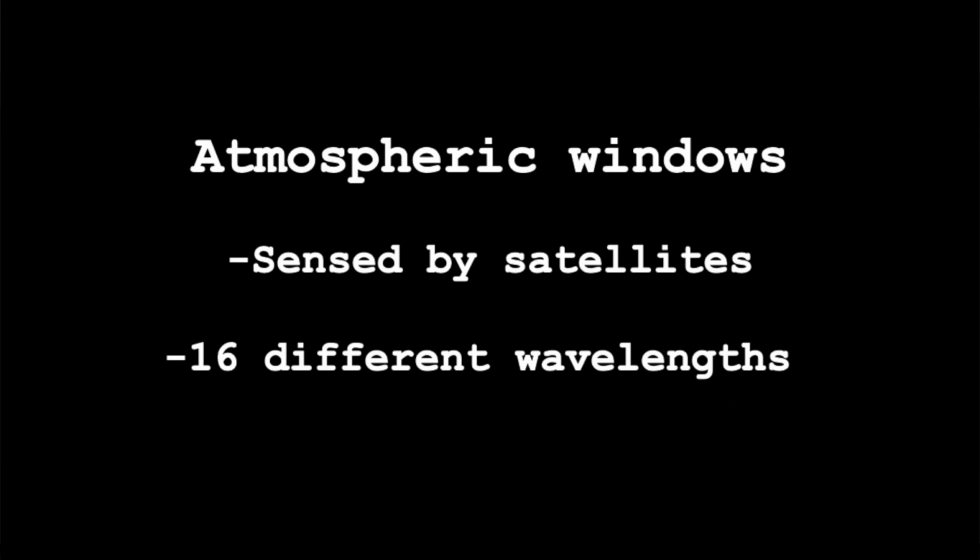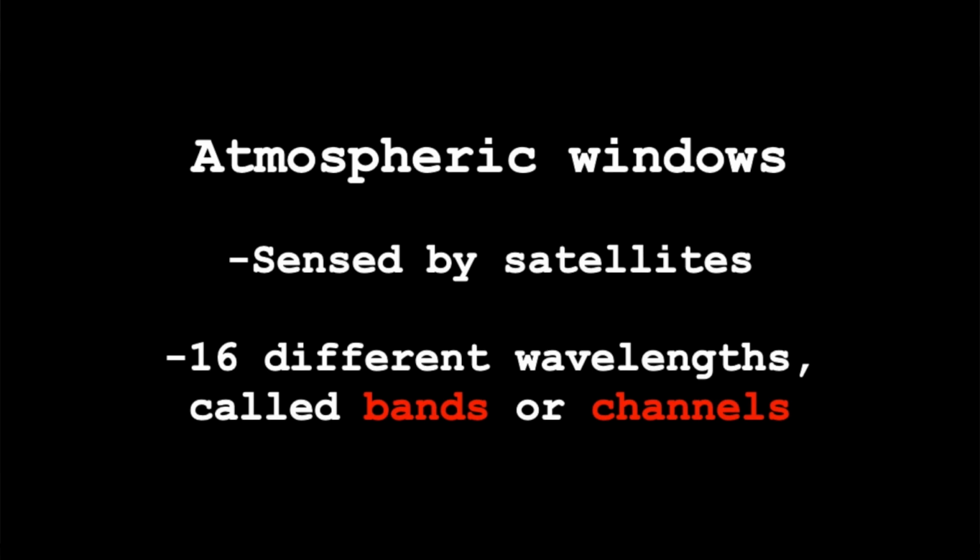There are 16 different atmospheric windows or wavelengths that the satellites can sense. These are called bands or channels.